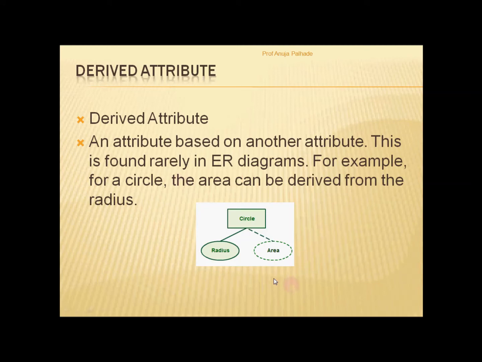Now see here, derived attribute. A derived attribute is based on another attribute. This is found rarely in ER diagrams. For example, for a circle, the area can be derived from the radius. As the radius changes, the area is also going to change. Getting it? As the student changes, suppose this is the student and student name, age can change. It means from a past date to the present date, every day our age is going to change. So age may be a derived attribute in some cases.